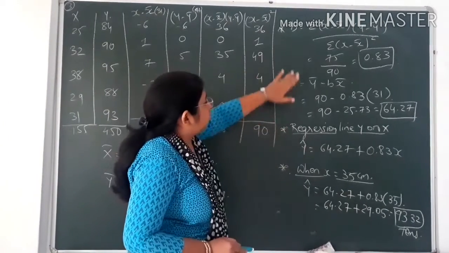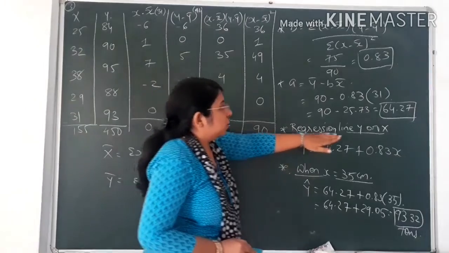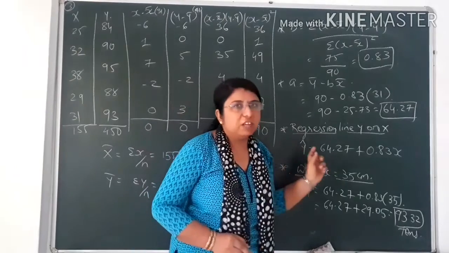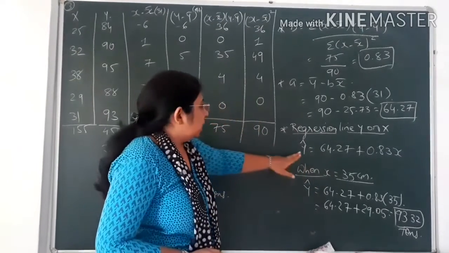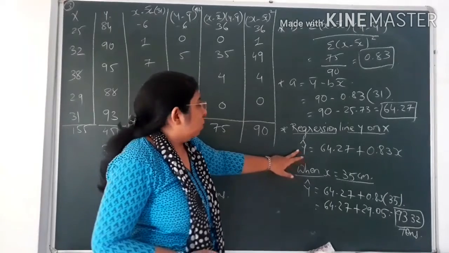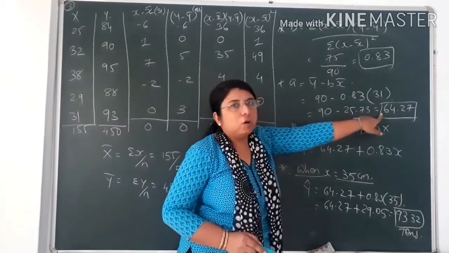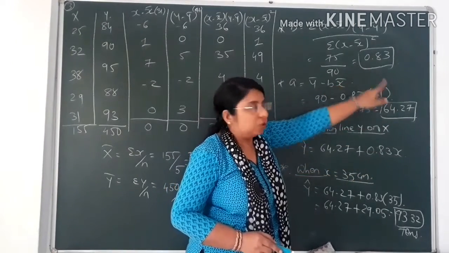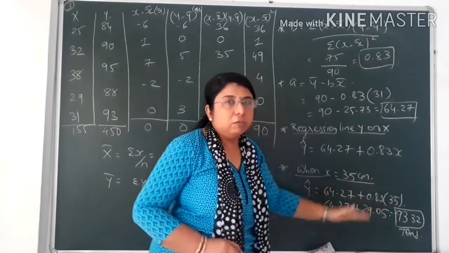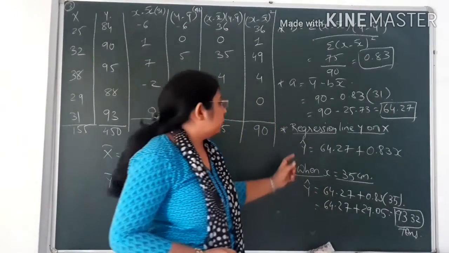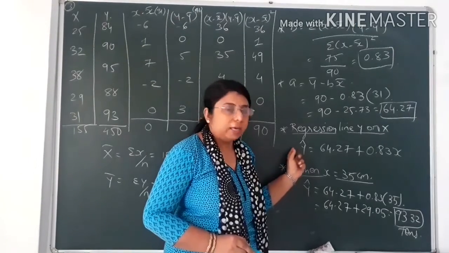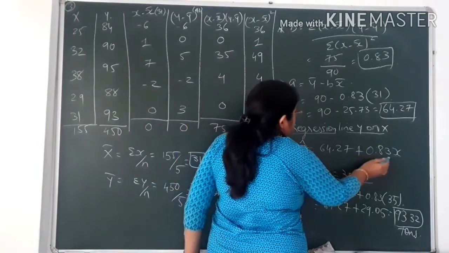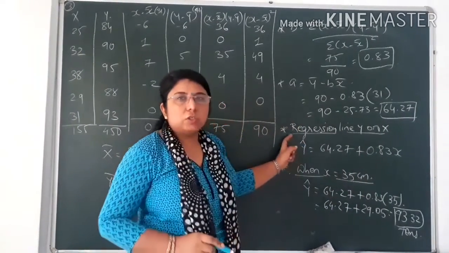Now after finding the value of b and a, we have to find the regression line of y on x, which means y cap. The y cap formula you know very well, that is a plus bx. Y cap means the estimated value of y. So y cap is equal to a, 64.27, plus b, 0.83, and the x value would be given, which we will use in the next step when we find the estimated value of y. So the regression line of y on x is 64.27 plus 0.83x. This was the first question that was asked to you.